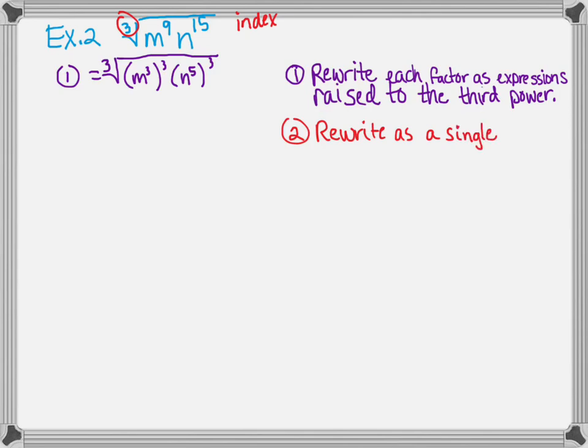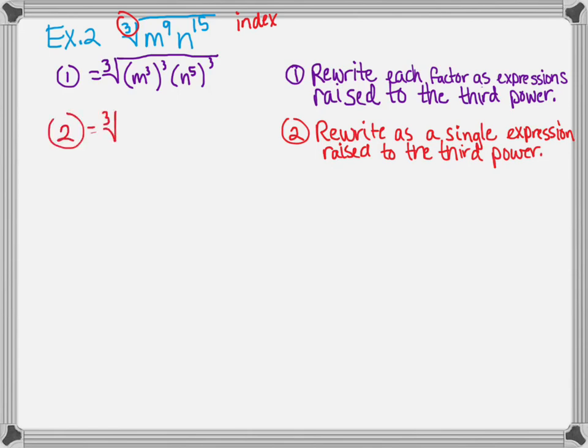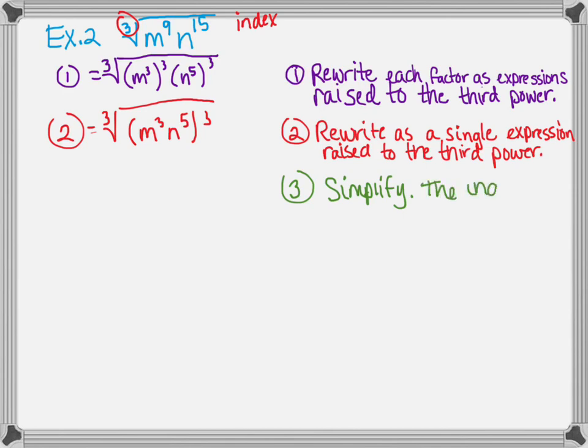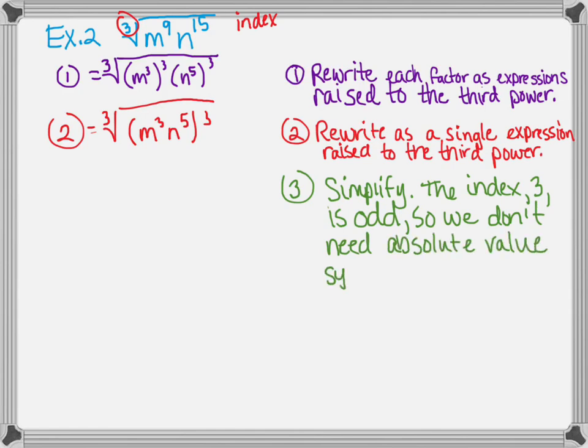And now we will rewrite as a single expression cubed, or raised to the third power. So we've got the third root of m cubed n to the 5th, all raised to the third power. And now we will simplify. And the index is 3, which is odd, so we don't need absolute value bars. So raising to the third power and cube rooting are inverse operations. So we are left with m cubed n to the 5th.